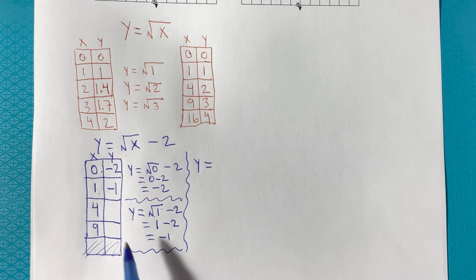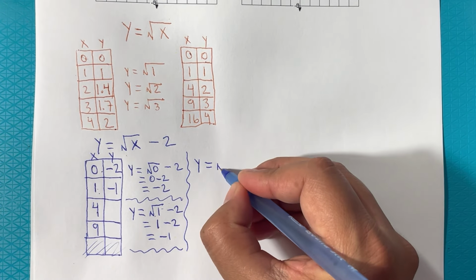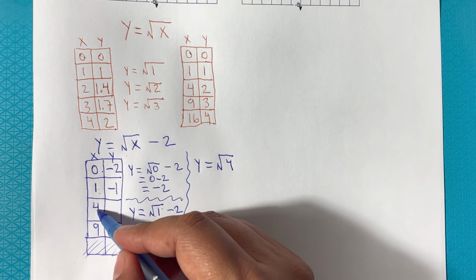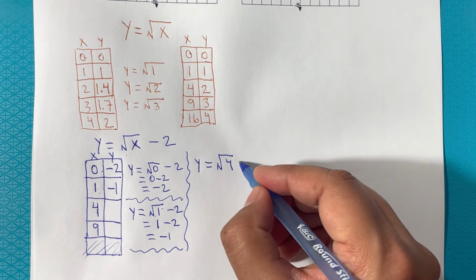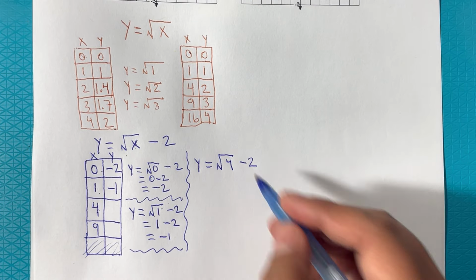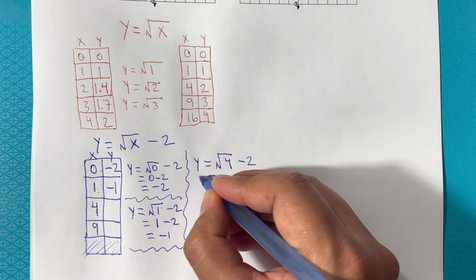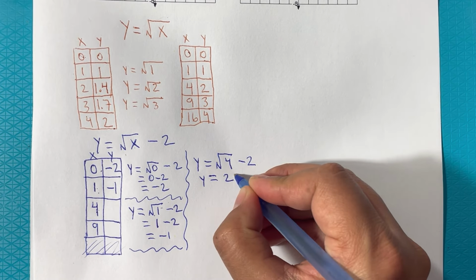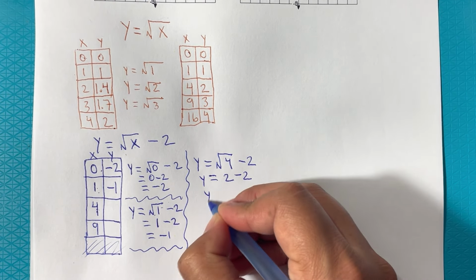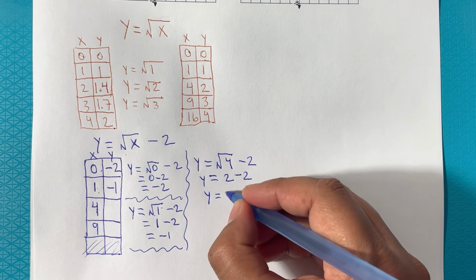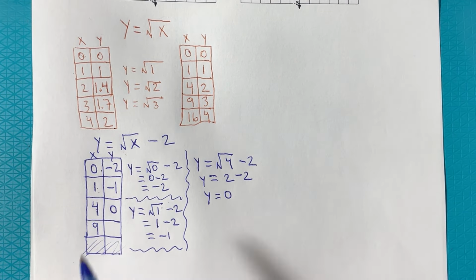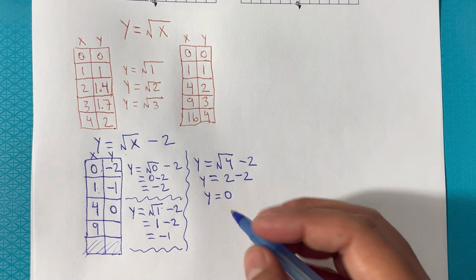y is equal to the square root of 4. Again, I'm just substituting the x with that value and bringing down the negative 2. The square root of 4 is 2, minus 2. And so 2 minus 2 gives us 0. So the value for y is 0 when x is 4.